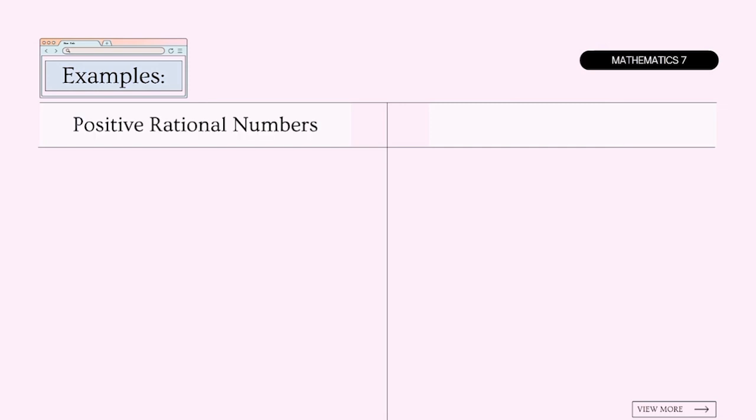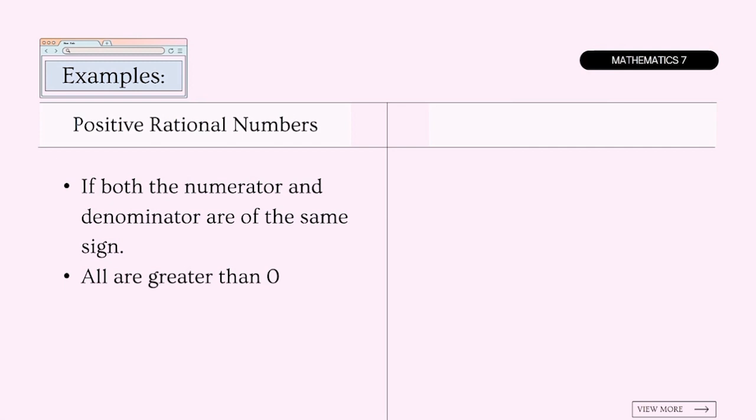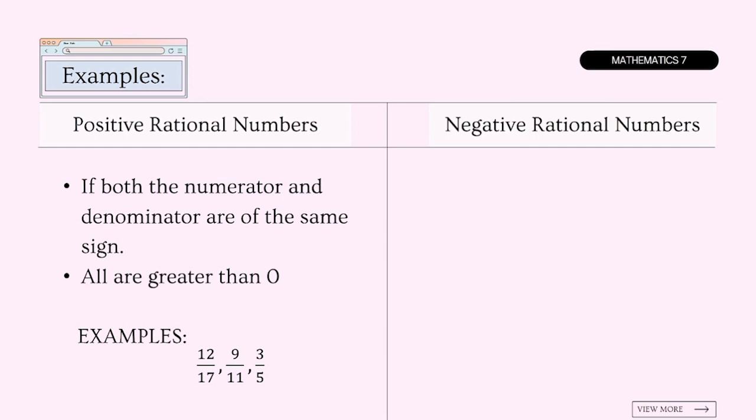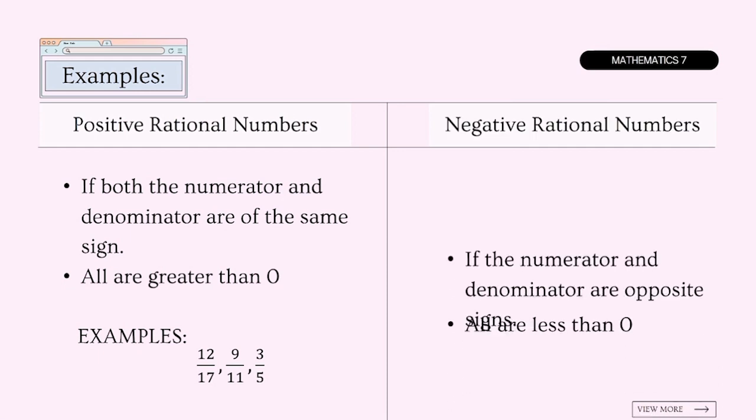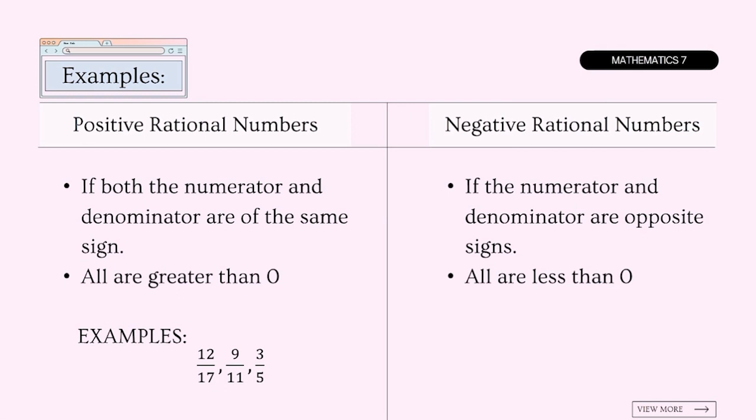For example, in positive rational numbers, the numerator and denominator are of the same sign and all are greater than 0, for example, 12 over 17, 9 over 11, and 3/5. While for negative rational numbers, the numerator and denominator are of opposite signs and all are less than 0, for example, negative 2 over 17, 9 over negative 11, and negative 1/5.